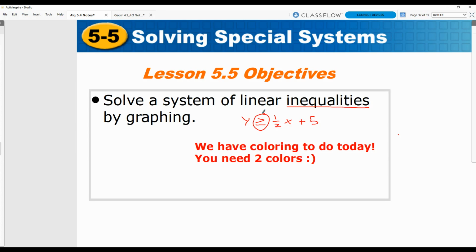When it had this type of symbol, you guys may remember we did some shading on our graph. So we're going to be doing some shading, some coloring today. And today you're going to need two different colors to use. It doesn't get much more exciting than that for our shading. Okay, so let's take a look at our first problem, our first system that we're going to end up graphing and solving here.